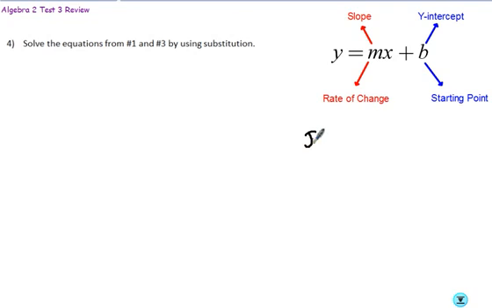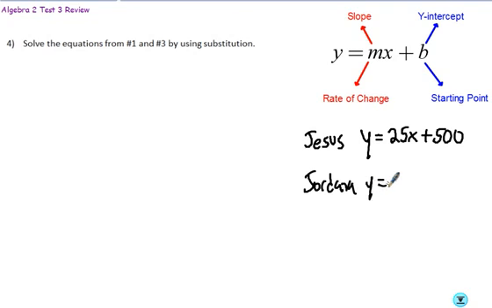So again, we're taking the equation we got for Jesus off number 1, which is y equals 25x plus 500. And then we're taking the equation for Jordana that we got off number 2, which was y equals 50x plus 100. Don't be late. And then on that last one, we graphed the two to see where they cross, and we did it with graph paper.